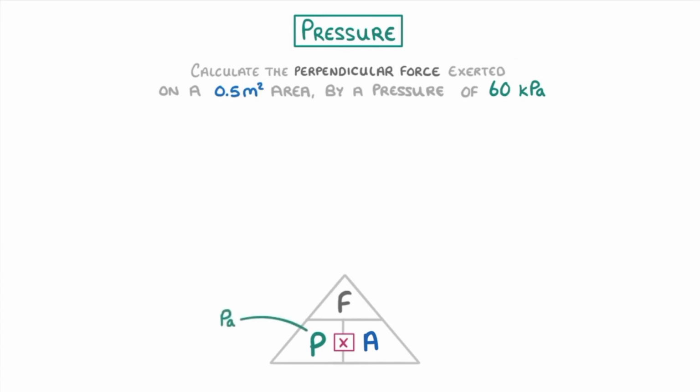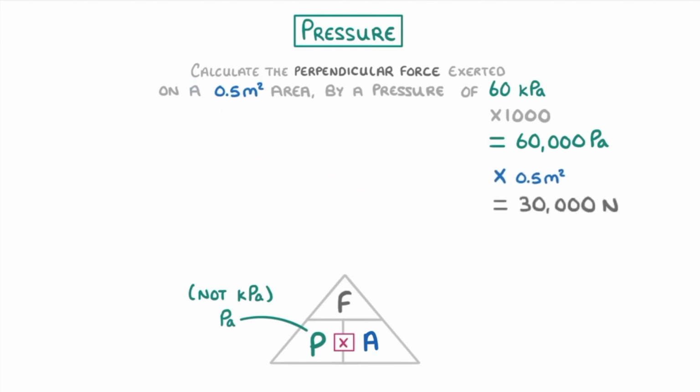Pressure is measured in pascals, not kilopascals. So we first have to multiply the 60 kilopascals by 1000 to get 60,000 pascals, which we can then multiply by our area of 0.5 meters squared to get 30,000 newtons, or 30 kilonewtons, which will be our final answer.